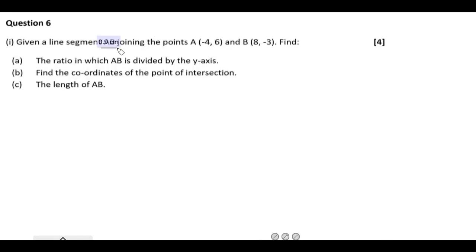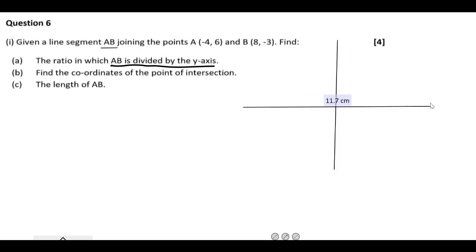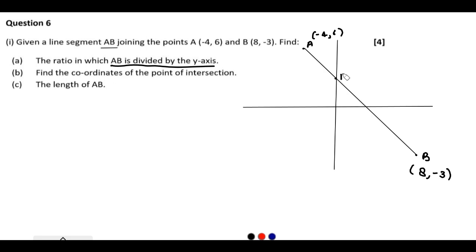Question number 6. Given a line segment AB joining the points A and B, find the ratio in which AB is divided by the y-axis. Suppose this is the line AB. This is point A and this is point B. And AB divides the y-axis at this point P, then x coordinate of P will be 0. With the help of this, we can find the ratio in which AB is divided.